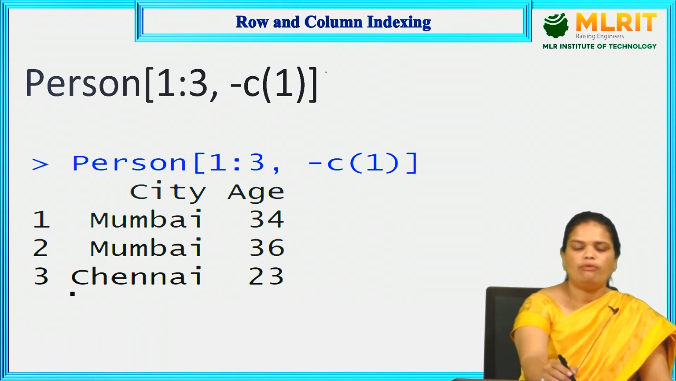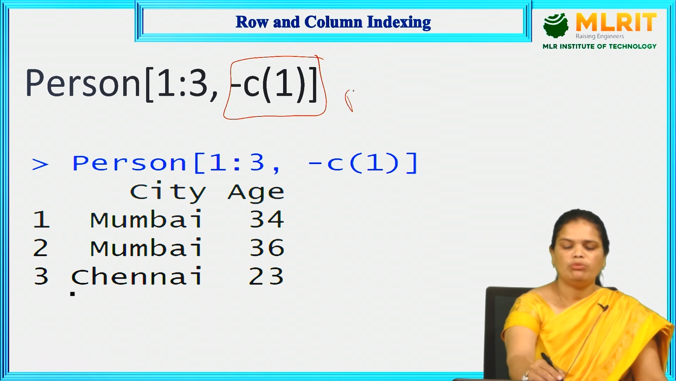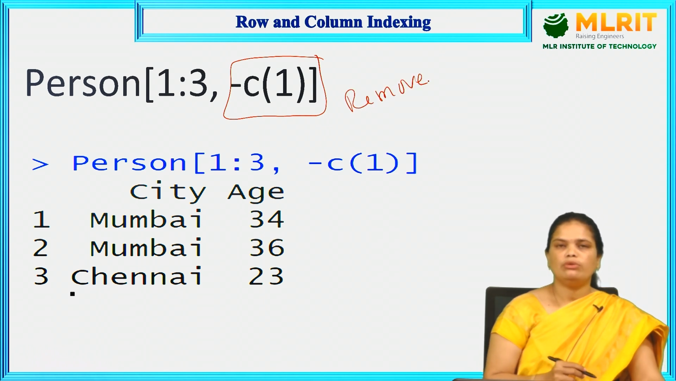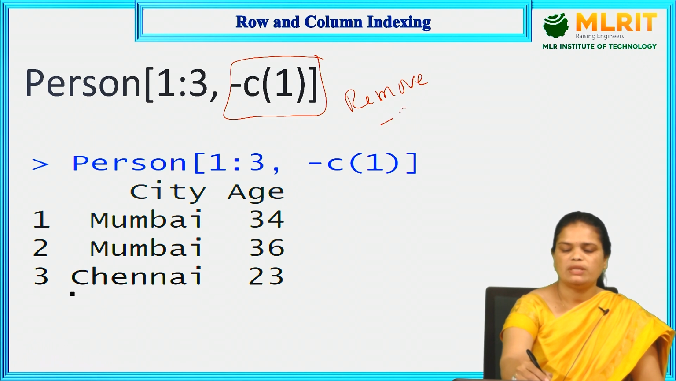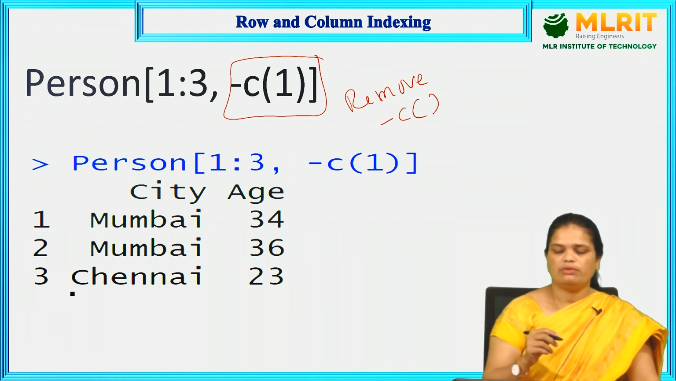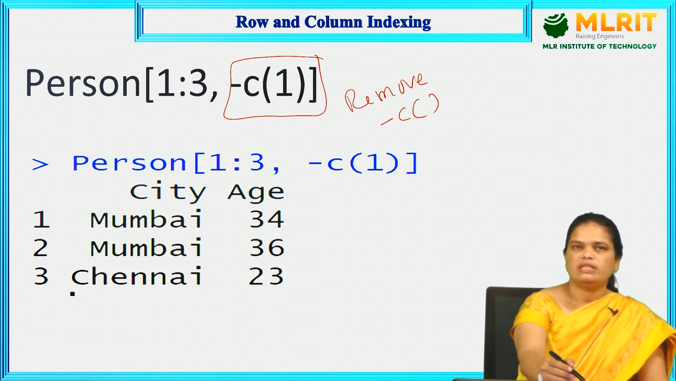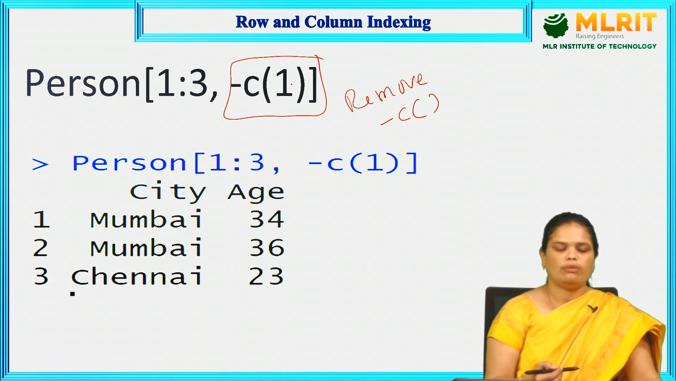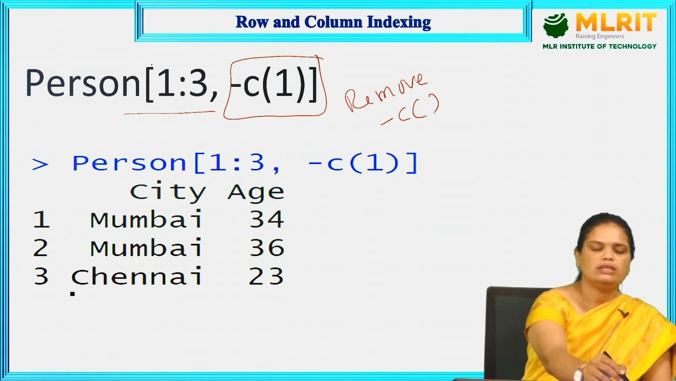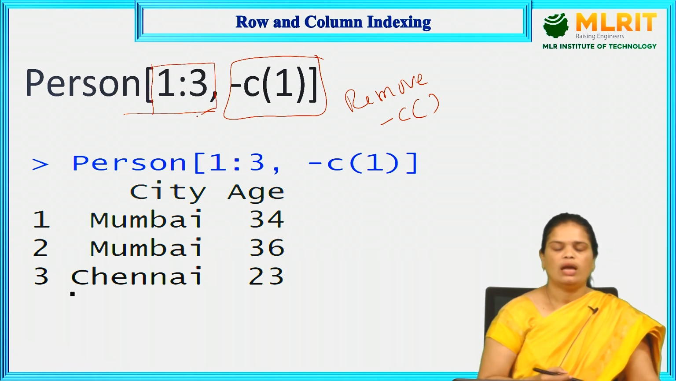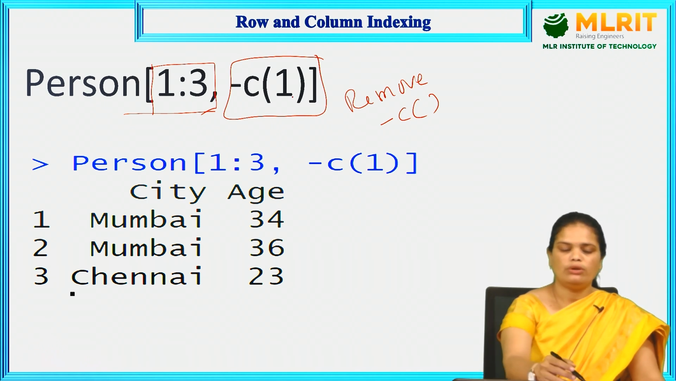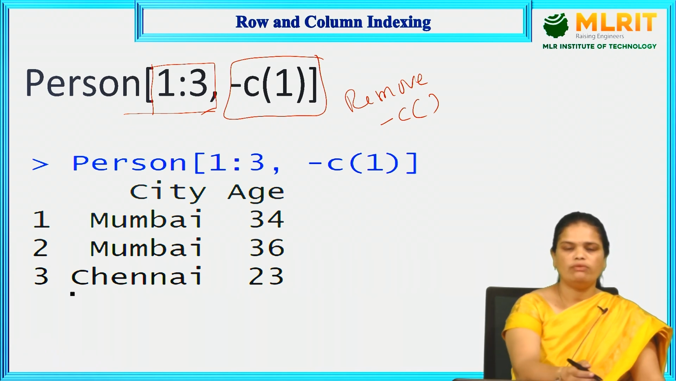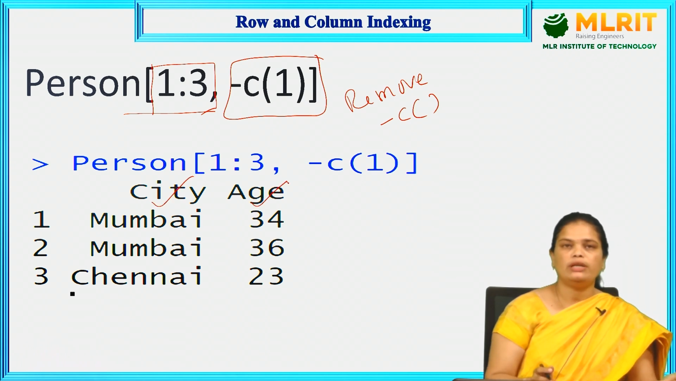Now, when you want to remove a row or a column, you have to specify which row or column in the c function with a minus sign. Here I am specifying the index value 1 for the column. The row condition is the same, I want to display rows 1, 2, 3, and I don't want the first column. That column will be removed, and only the 2 columns city and age will be displayed.